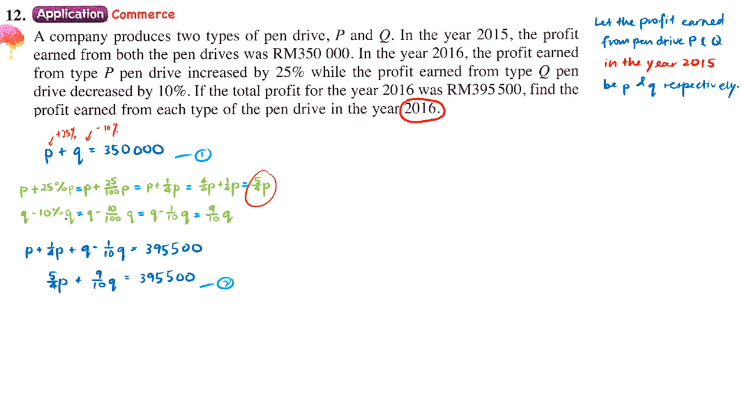Okay, Q minus 10% of Q equals Q minus 10 over 100Q, which is Q minus 1 over 10Q. There you go, 9 over 10Q. So P plus 25%, which is 5 over 4P, plus Q minus 10%, which is 9 over 10Q, equals 395,500. Just add them together, 5 over 4P plus 9 over 10Q. This is my second equation.